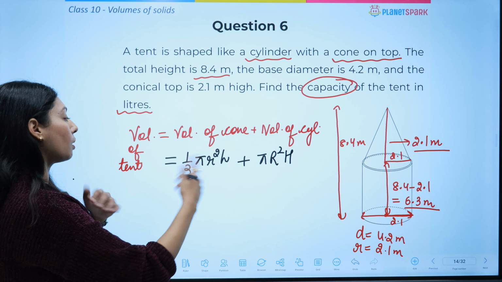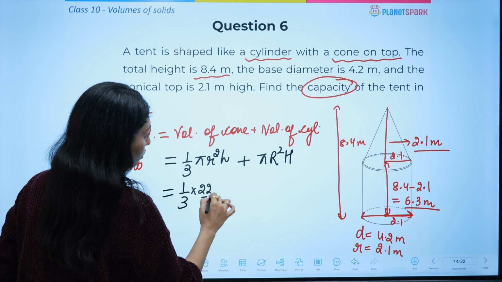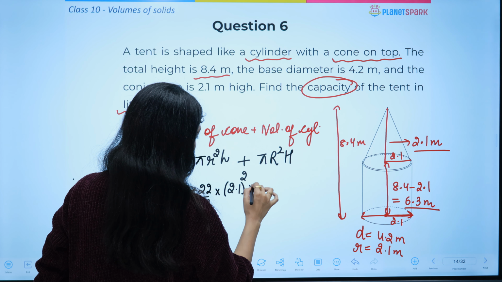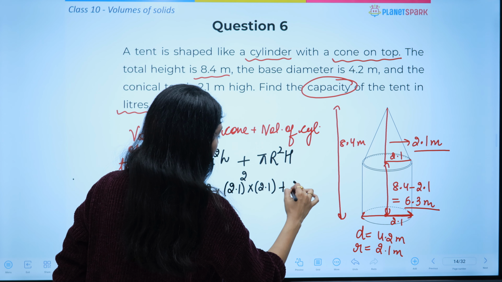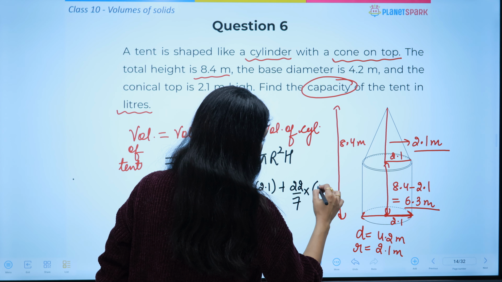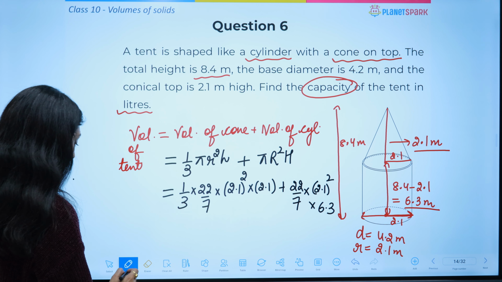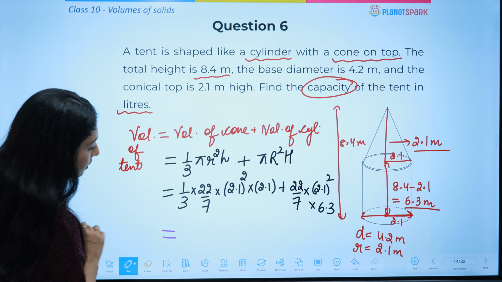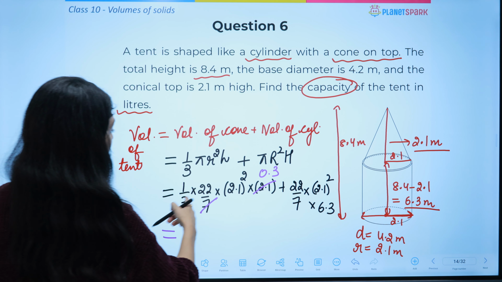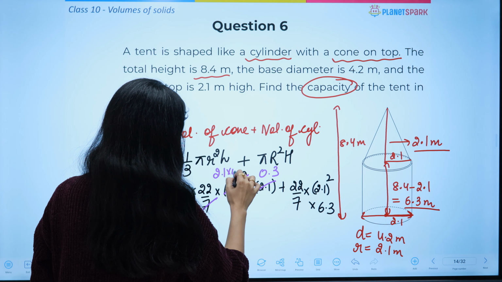Just to differentiate, capital R and capital H we have used here. Now this will be 1 by 3 into 22 by 7. Radius is 2.1, height is also 2.1, plus 22 by 7 into radius of the cylinder, that is again 2.1. Height is 6.3. Now we'll just simplify and we'll have our answer. See if we can cancel out something. This becomes 0.3. Then on 3 also we can cancel out. 0.7.